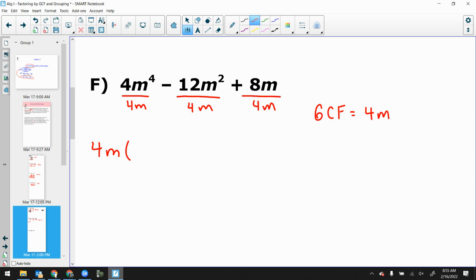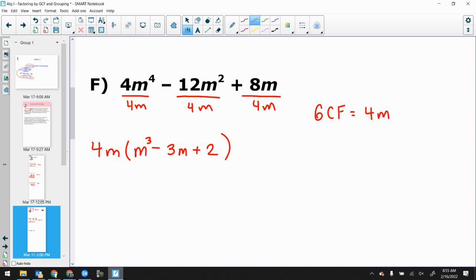Noah? On the test, will it always be in this form already? No. Okay. So we have an m to the third, right? We had an m to the fourth. We took away 1. It's m to the third. The 4 went away. 12 divided by 4 is 3. M, because m to the second, we took away 1. There's 1 left over. And then plus 2, and the m went away. Good there?